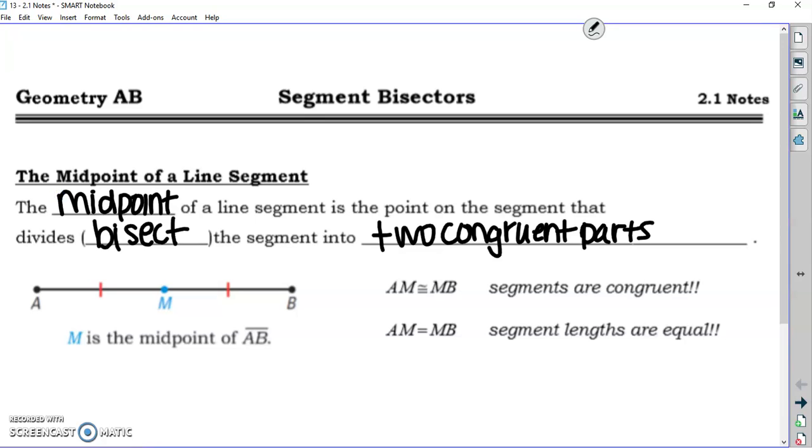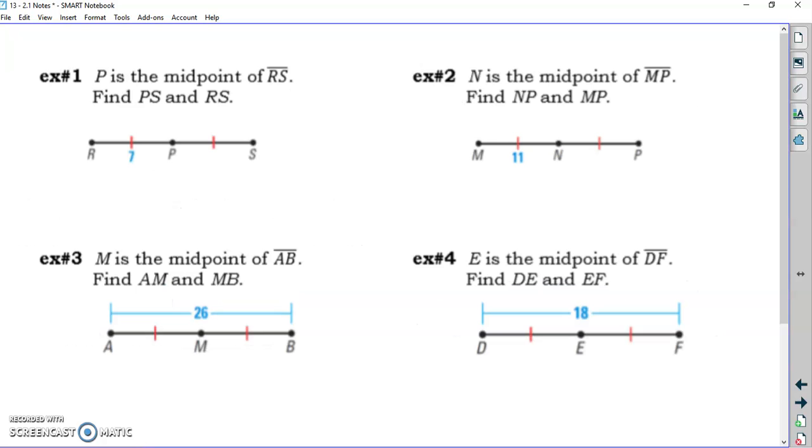So this should actually say segment AM is congruent to segment MB. And when we talk about the lengths, we just say AM is equal to MB. When we talk about the segments, we can say that they are congruent. So for example, P is the midpoint of segment RS. So RP is 7, which means that the other half, PS, is also 7.